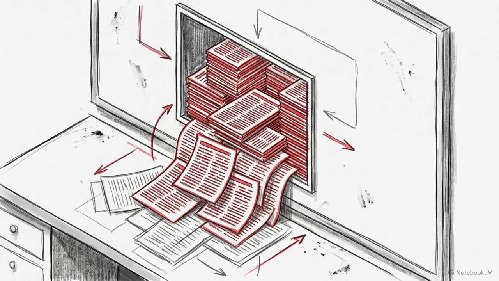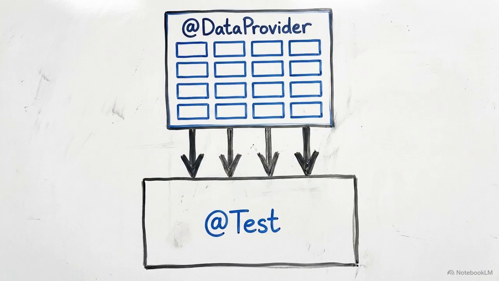Next, we need to eliminate code duplication. Copying and pasting the exact same 50-line login test 5 times just to check 5 different passwords is a maintenance liability. Instead, we use the @DataProvider annotation. This mechanism allows you to write the test logic exactly once and then feed multiple datasets into it automatically.